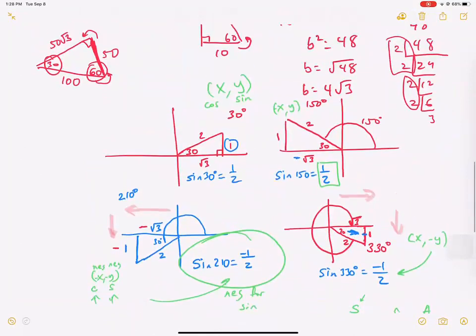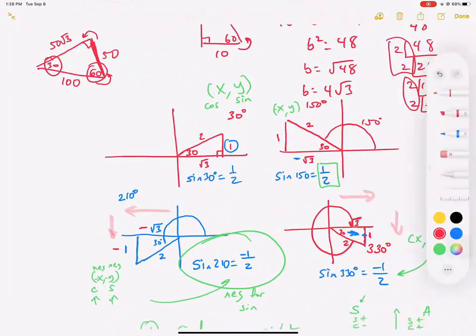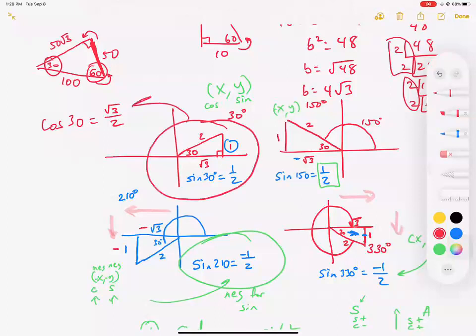Now, if I want to go back here and look at quadrant number 1, since we have space here, let's do the cosine of 30 degrees. Cosine is adjacent over hypotenuse, okay? Square root of 3 over 2. If I can draw the triangle, I can tell you what the sides are in seconds.